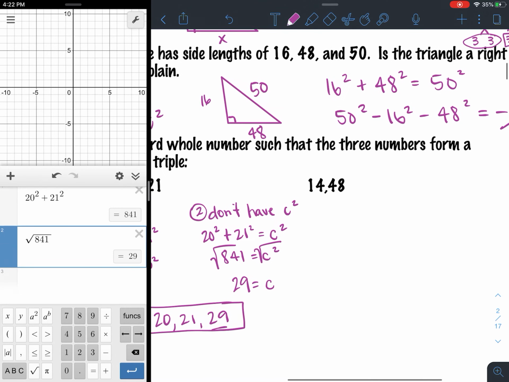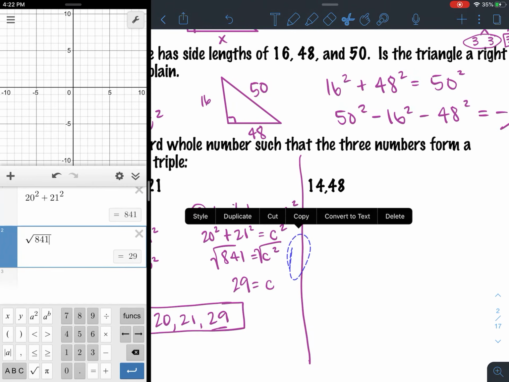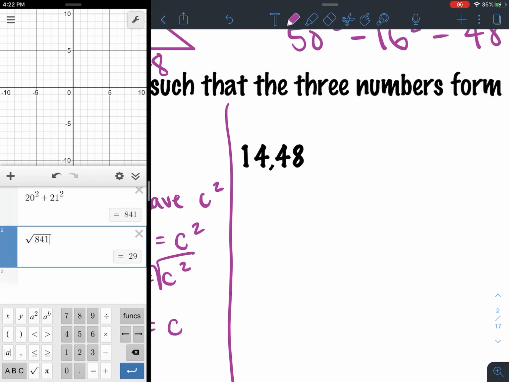So what that tells me is that 20, 21, and 29 is a Pythagorean triple. And then when I move over here to this other one, I'm going to kind of separate those out a little bit. We're going to run through the same setup. So option number 1 is that we have c squared. In this case, it would have to be the 48.